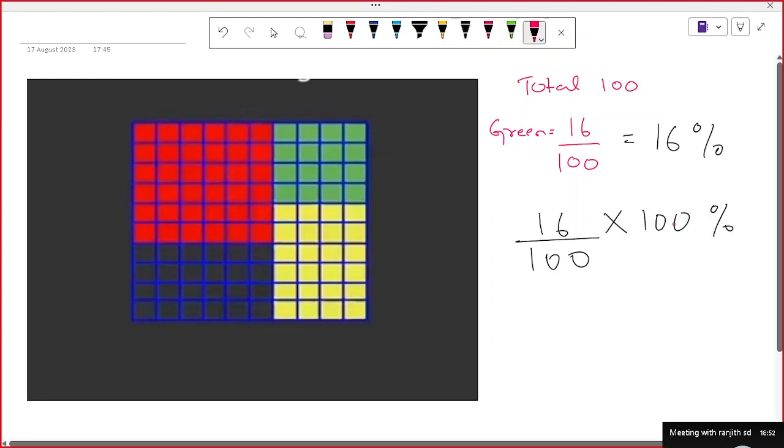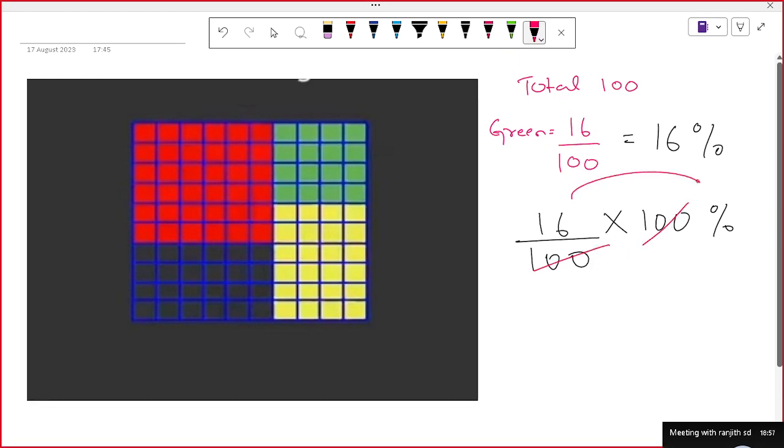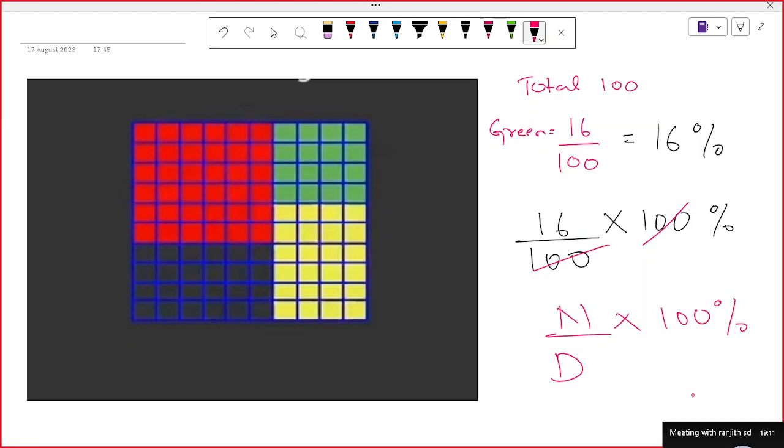Which one gets cancelled? 100 and 100 get cancelled. What is left? 16%. So how do you calculate percentage? Numerator by denominator into 100%. This is the formula to calculate percentage. Numerator by denominator into 100%.